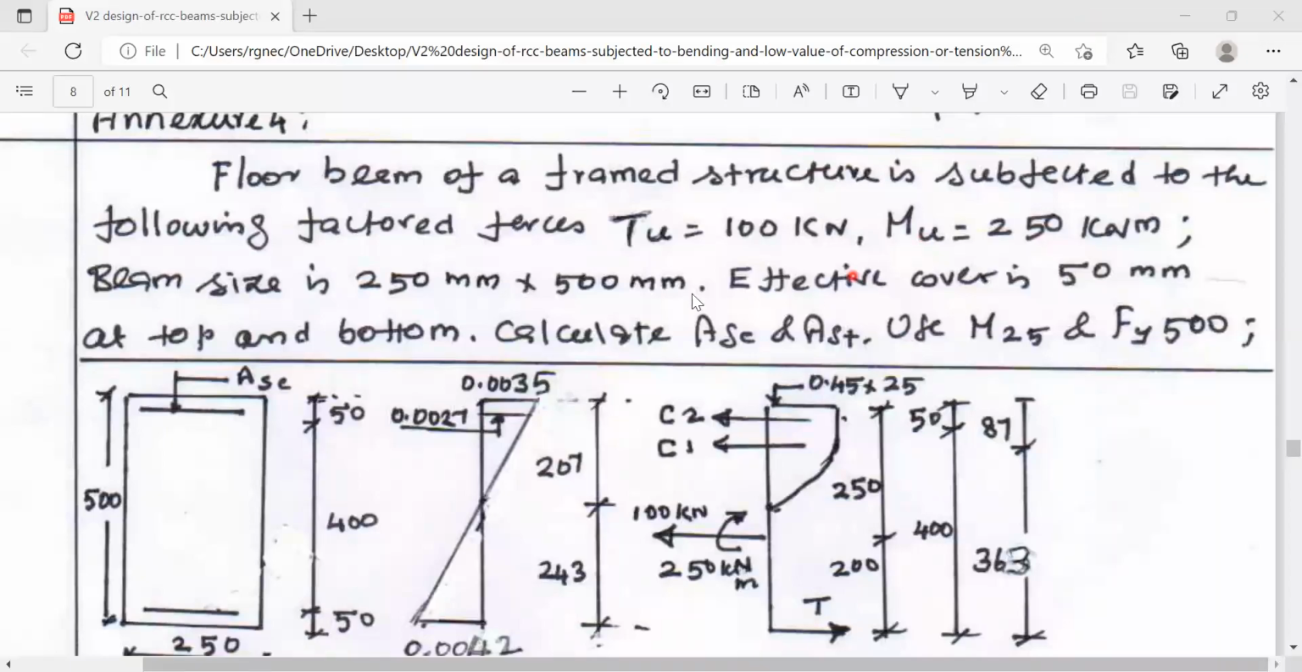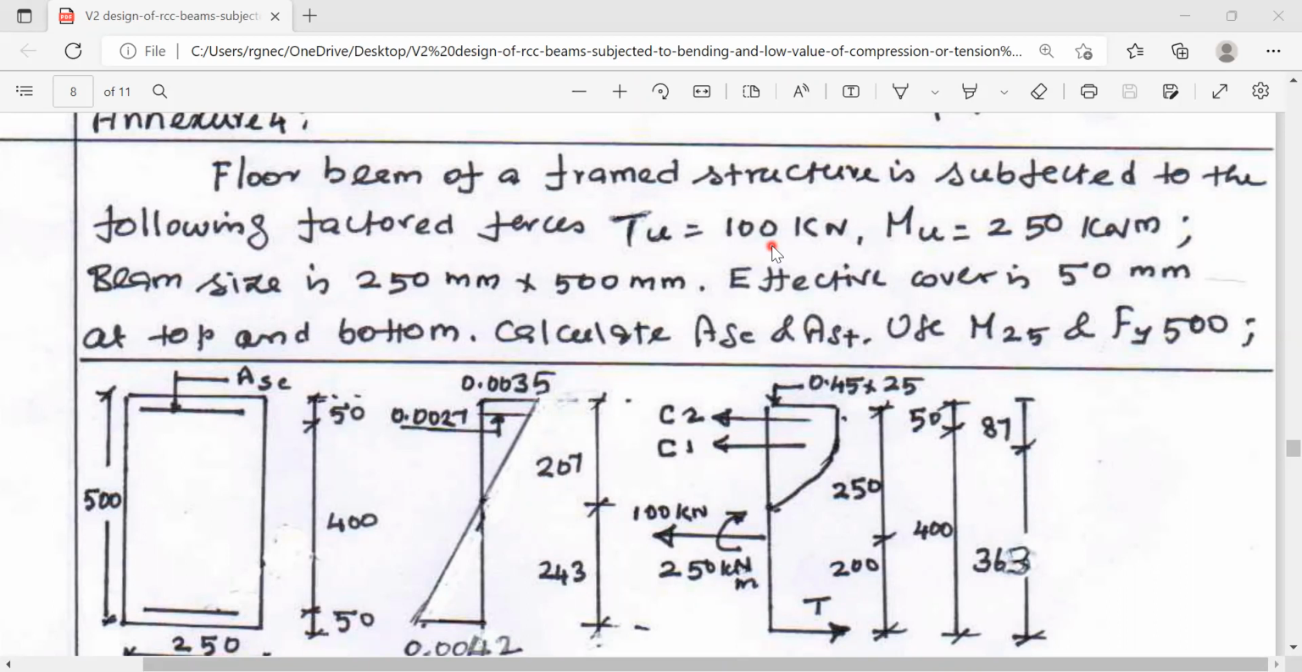Hello friends, now I am going to discuss one problem where an RCC member is subjected to a bending moment of 250 kilonewton meter and also a tension of 100 kilonewton. That is, we are going to discuss the design of an RCC member which is subjected to predominantly bending moment and low value of tension, such as the case of a framed structure in a multi-story building.